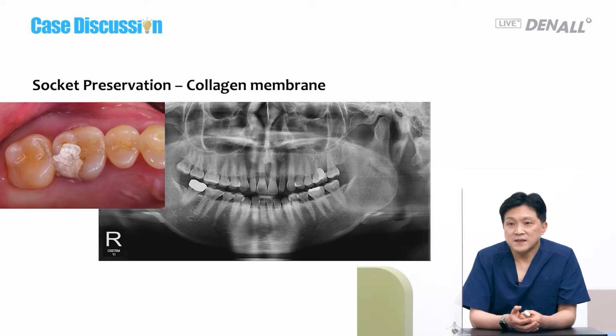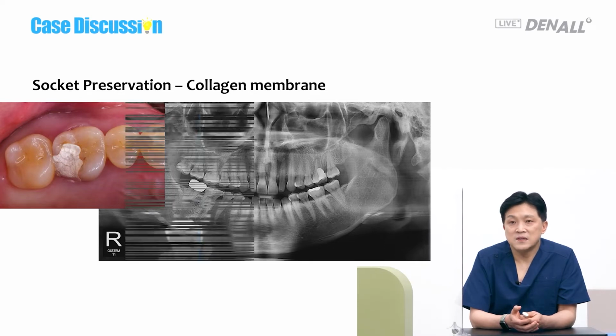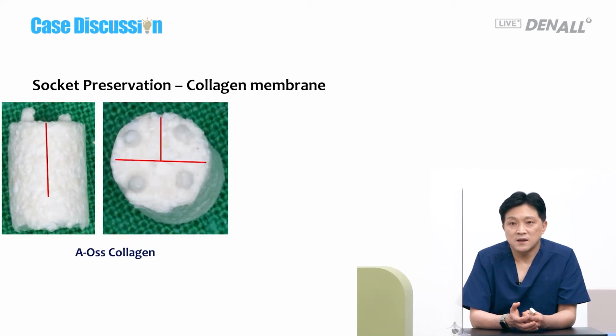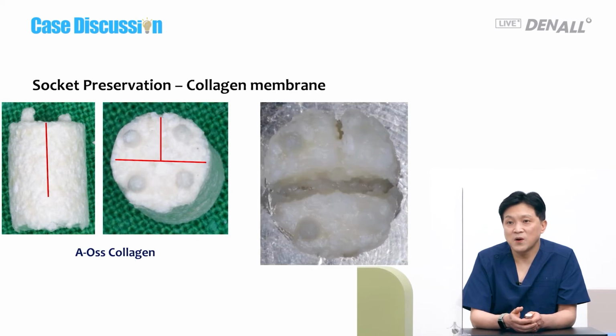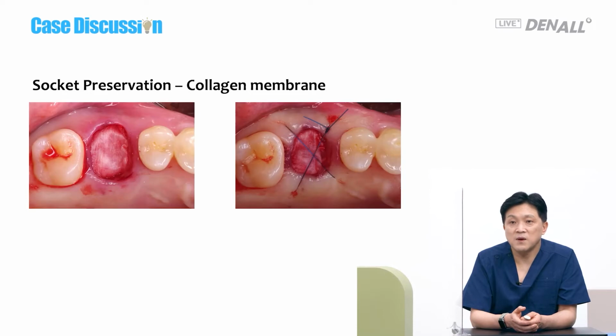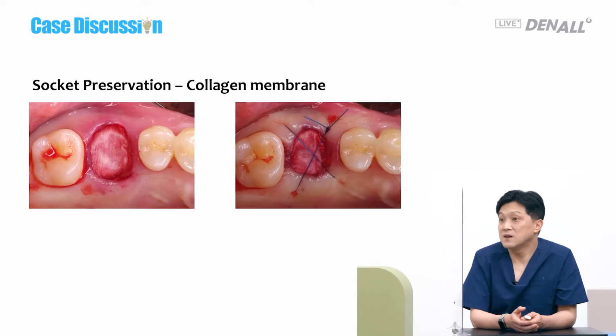Number 26 has a severe root caries and the bone is severely resorbed, so it was planned to be extracted. AO's collagen block launched by Osstem recently is used for the socket preservation according to the root curvature of maxillary number 6. It would be cut easier if it is hydrated. After extraction, according to the architecture of the socket, grafting is done. It is covered with the collagen membrane and sutured.